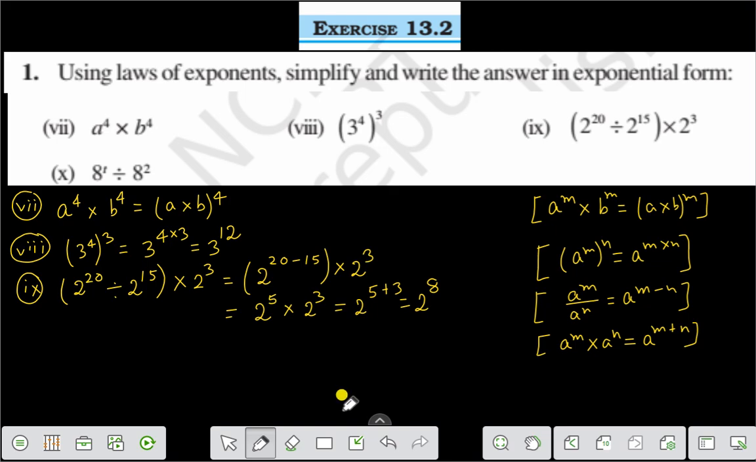Now question number 10. Question number 10 is 8 to the power t divided by 8 to the power 2. Now we will apply this formula: a to the power m divided by a to the power n is equal to a to the power m minus n. Since it is division, we get t minus 2. We will get 8 to the power t minus 2, applying this formula.